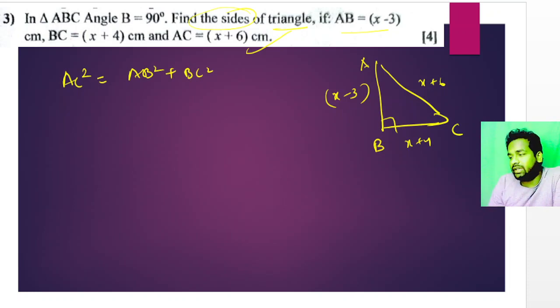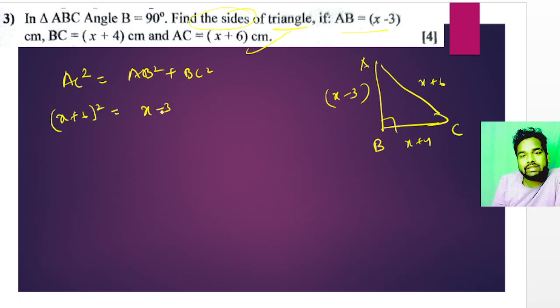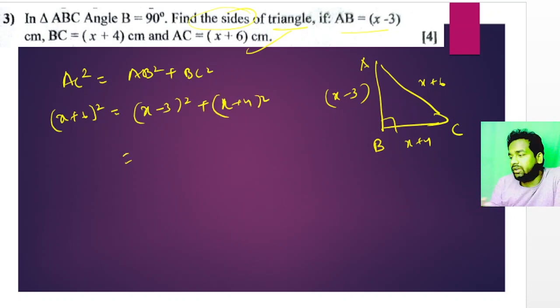I think up to here it's okay. Now you just place x plus 6 the whole square is equal to x minus 3 the whole square plus x plus 4 the whole square. Now you just solve this equation. You can apply a plus b the whole square, or a minus b the whole square, and everybody knows the formula: a plus b the whole square is equal to a square plus b square plus 2ab, and a minus b the whole square is equal to a square plus b square minus 2ab. So you can apply these two formulas.